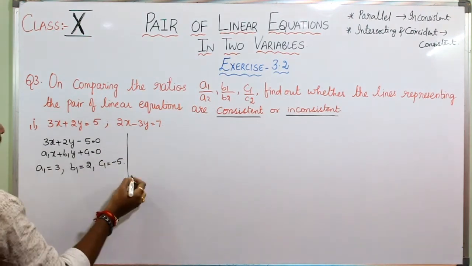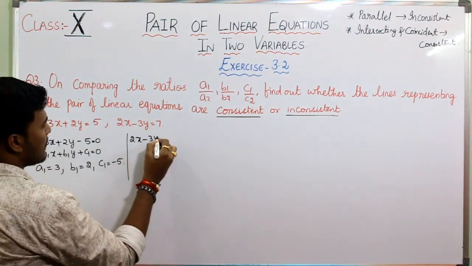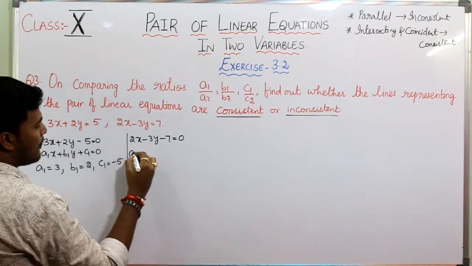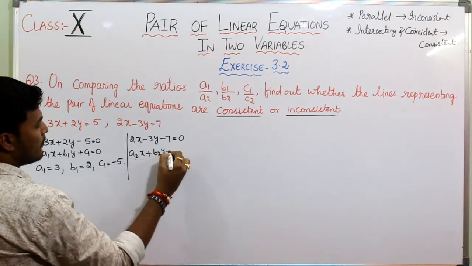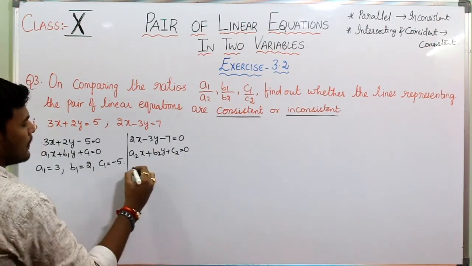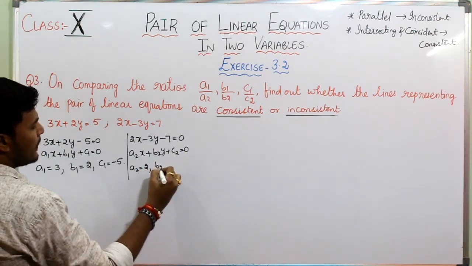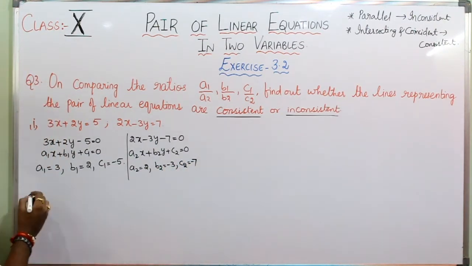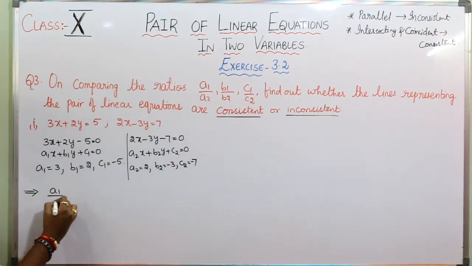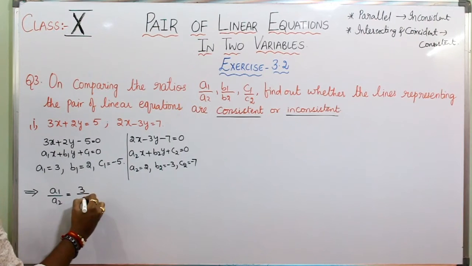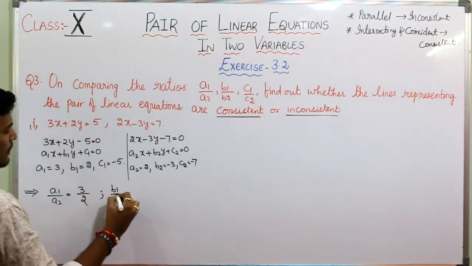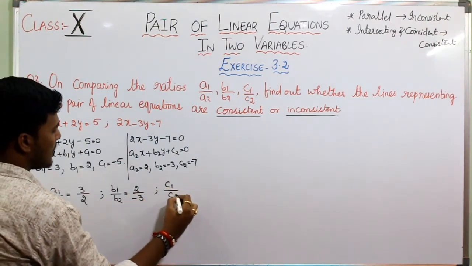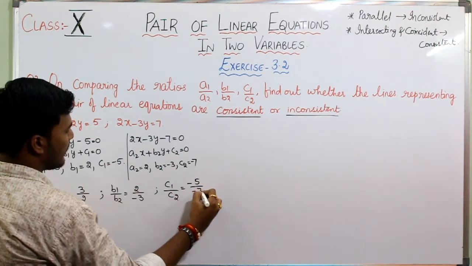Okay, and from the second equation, that is 2x minus 3y, we are taking this plus 7, this side will become minus 7 is equals to 0. Compare it with a2x plus b2y plus c2 is equals to 0. Then we will get a2 is equals to 2, b2 is equals to minus 3 and c2 is equals to minus 7. After that, by checking the ratios, that is a1 by a2 which is equals to 3 by 2 and b1 by b2 which is equals to 2 by minus 3. And the third one c1 by c2 which is equals to minus 5 by minus 7.